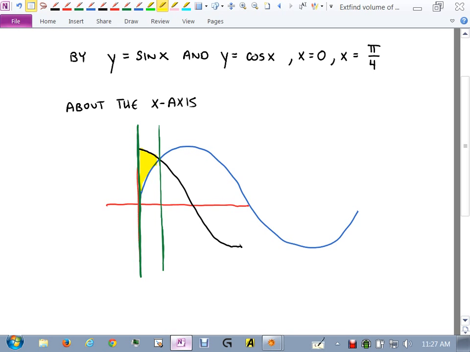Do you want me to label those, or are you okay with them not labeled? We're good? Okay. All right, so now, well, I would expect you to label it on a test, so I may as well. X is 0, x is pi over 4. So everything's labeled.